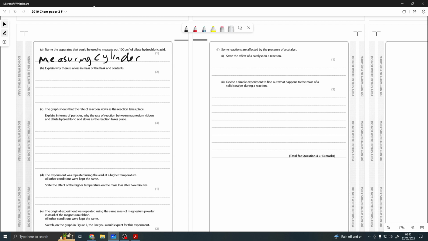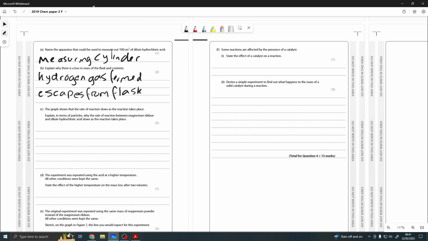Okay, now explain why there's a loss in mass of the flask and the contents. Now, looking back at the picture, which of course you could do because it would be next to it, you would see the bubbles, and that means there is gas being formed. So in this case, it's hydrogen gas formed. Now, the tricky thing about gases is they don't stick around in the beaker to be weighed. They disappear off into the environment forever. So the hydrogen escapes from the flask and therefore cannot be weighed. That cheeky gas.